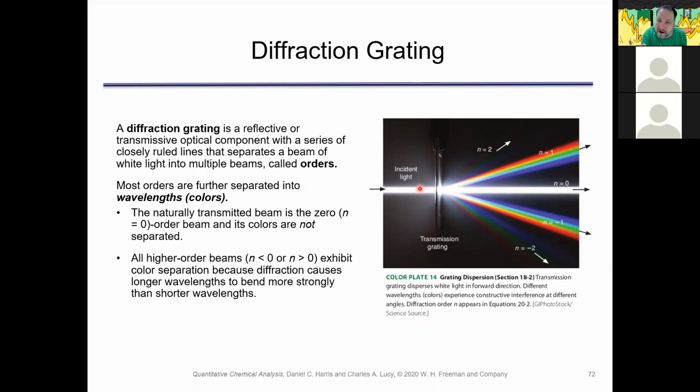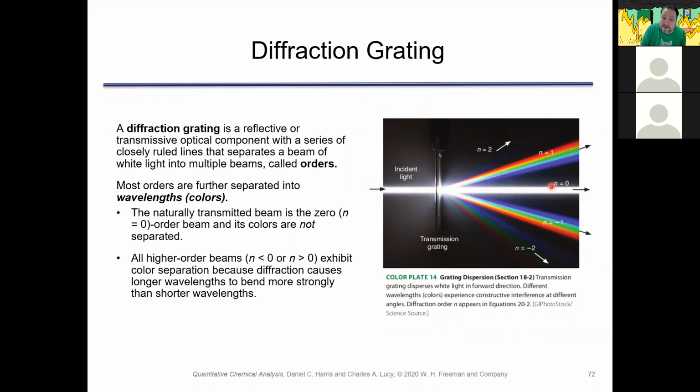There is even fourth and higher orders. It's just that they exponentially get harder and harder to see and less intense. So here is our second order. The higher orders are further separated into wavelengths or colors. The naturally transmitted beam is n equals 0, and it is not separating the colors.